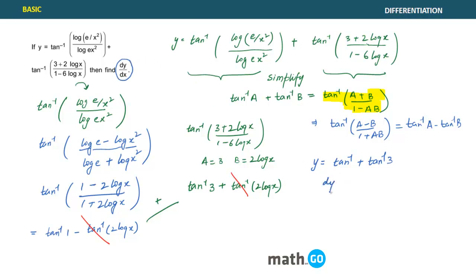So what will be the value of dy by dx? It is 0. That's it. Why? Because these are both constants. So the derivative of a constant is nothing but 0. So you can see that this problem looks like a very intimidating, very big problem at the first go, but it's actually very simple. The answer is in fact 0.